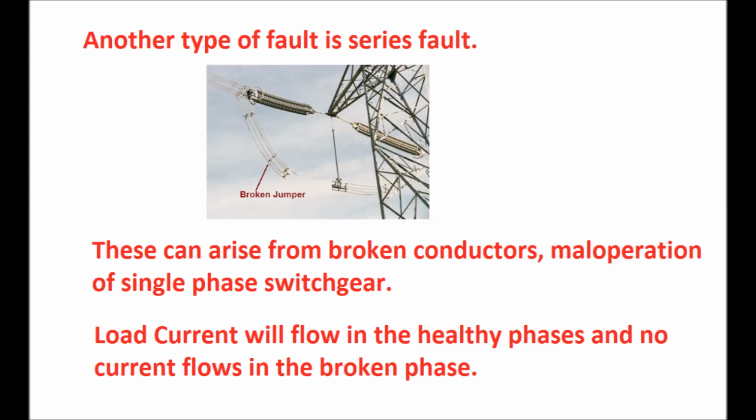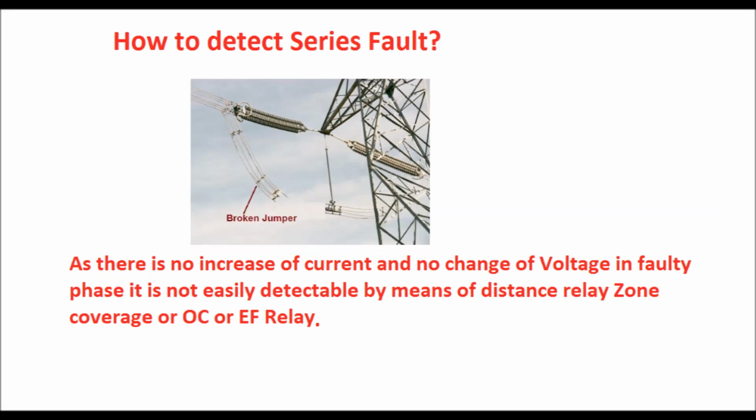Load current will flow in the healthy phases, but no current will flow in the broken phase. This type of fault is not easily detectable by the distance relay or by the backup overcurrent relay. For a distance relay, at the fault point the current will increase and at the same time voltage will decrease. But in this type of fault, voltage remains as per healthy phases, but there is no current. So it is not detectable by the distance relay.